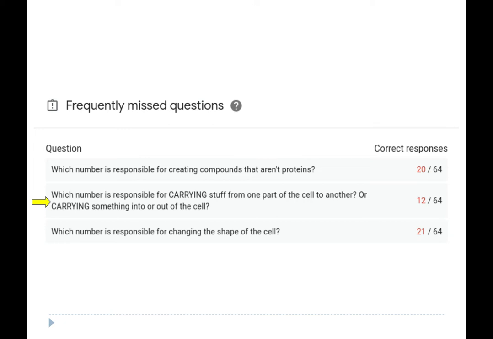Which number is responsible for carrying, and notice that I put the word carrying in all caps, from one part of the cell to another, or carrying something into or out of a cell. Now, this is alarming because only 12 people got this.